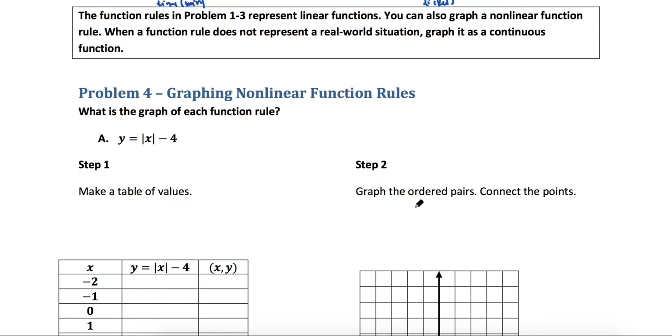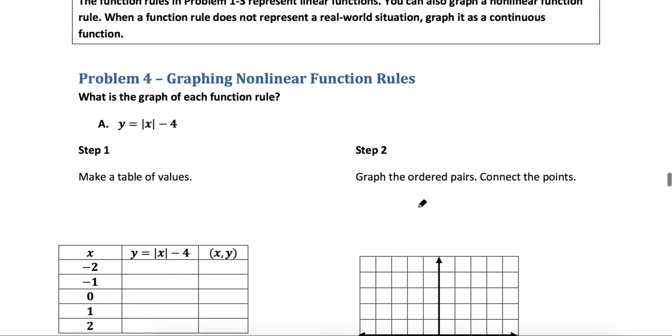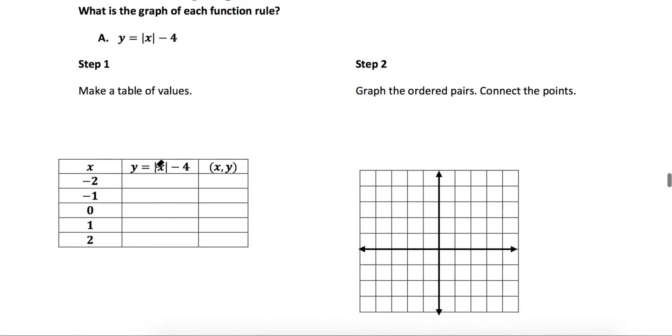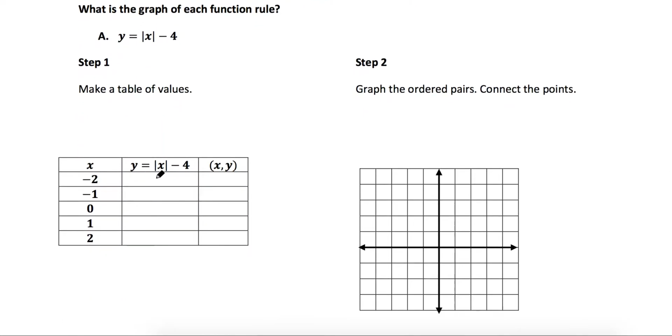Okay. Now we're going to look at graphing nonlinear function rules. So here's a function. It's got the absolute value symbols in there. So it's taking the absolute value of x and then subtracting 4. So let's go ahead and make a table of values. So we plug in -2. The absolute value of -2 is 2. 2 minus 4 is -2. Absolute value of -1 is 1. Minus 4 is going to give us -3. Here we get -4. We get -3 again. That's interesting. And then -2.